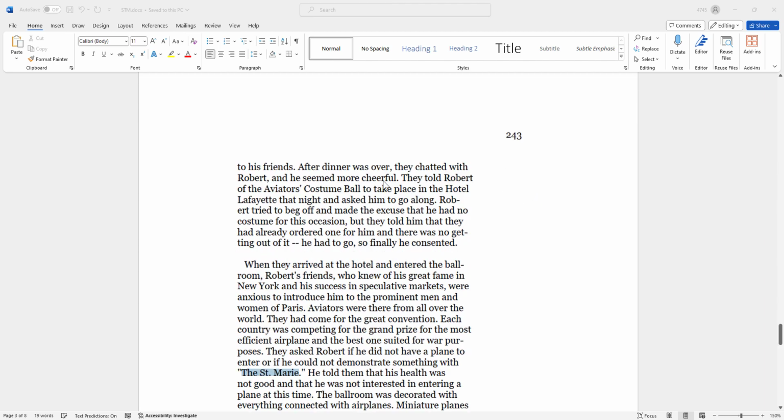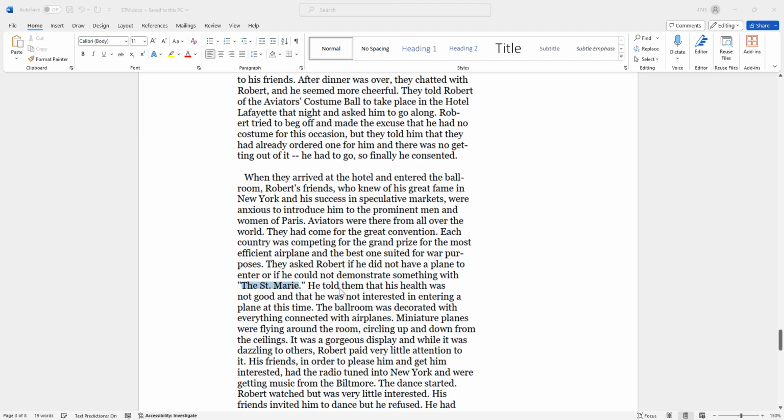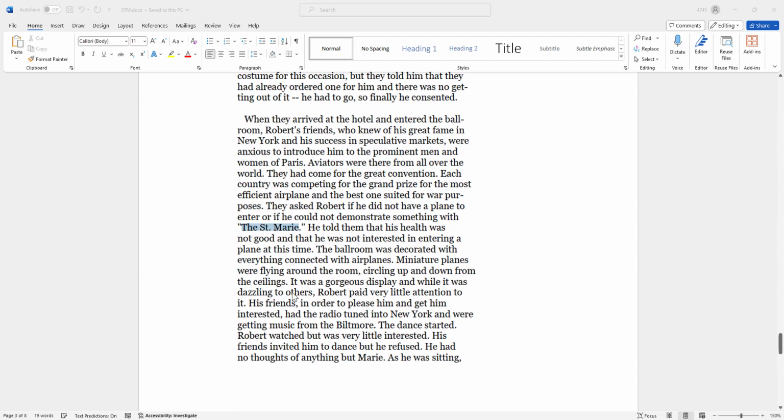Important mention here, I would say, the aviators. Okay. Who are these aviators? Find it out. That may help to understand a couple of different things, not regarding this cycle, but other cycles. So he told them that his health was not good and that he was not interested in entering a plane at this time.